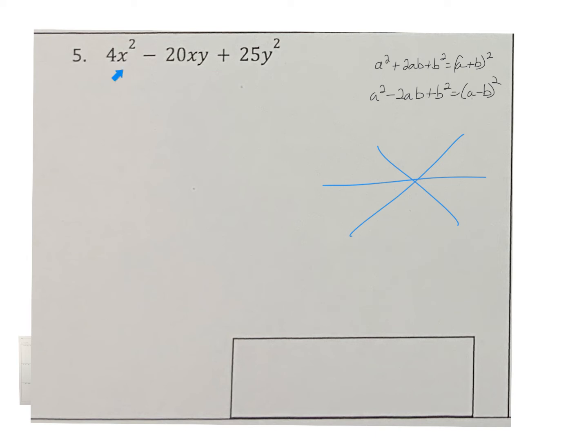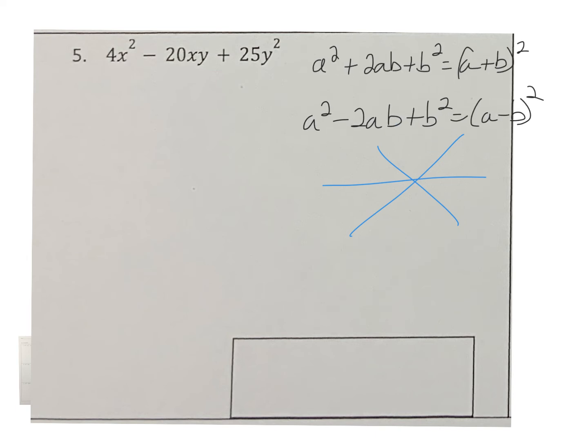But you may realize that this is a perfect square trinomial because we have a squared and b squared, and a times b times 2 would give you negative 20. Let's take a look at these real quick. As a reminder, if you have a squared plus 2ab plus b squared, then you can factor it as (a plus b) squared. Or a squared minus 2ab plus b squared equals (a minus b) squared.